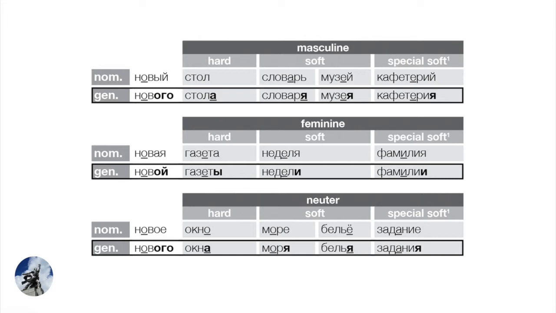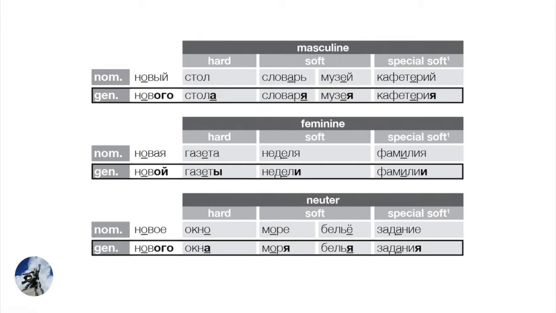So, in essence, the genitive ending for masculine nouns is a, but if the noun is soft, it ends in a soft consonant, then the a is going to show itself as ya. We're going to get a soft vowel instead of the hard vowel. So we get forms like Slovaria, Muzea, Cafeteria. Now keep in mind that adjective novova could match up with any of these. Novova stola, of the new table, Novova Slovaria, of the new dictionary, Novova Muzea, of the new museum, Novova Cafeteria, of the new cafeteria.